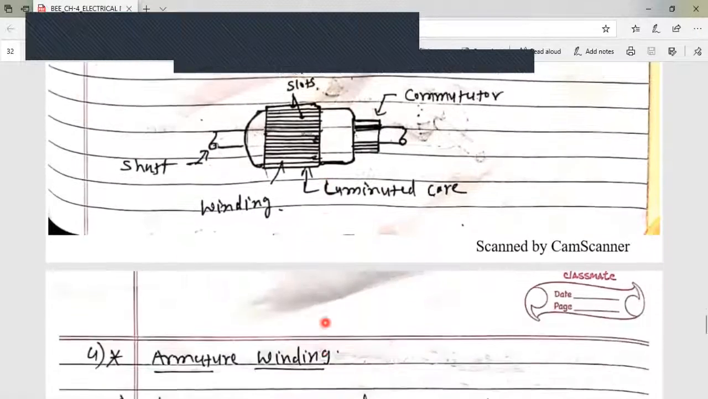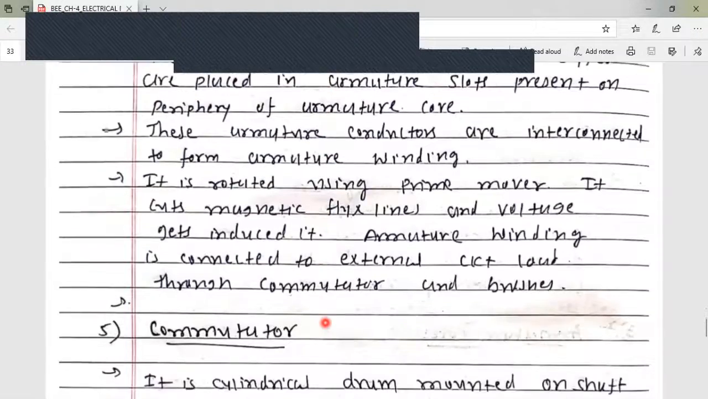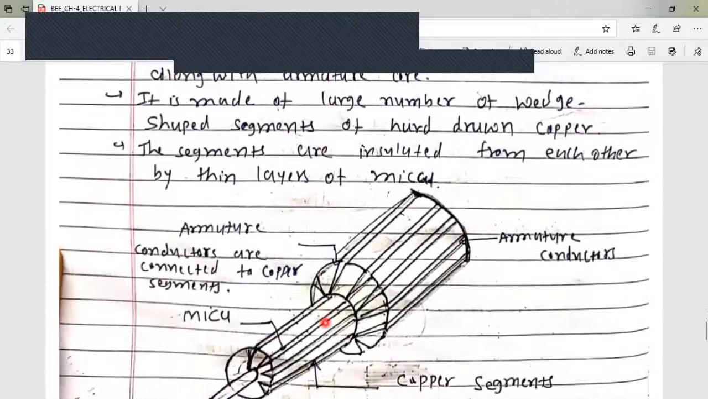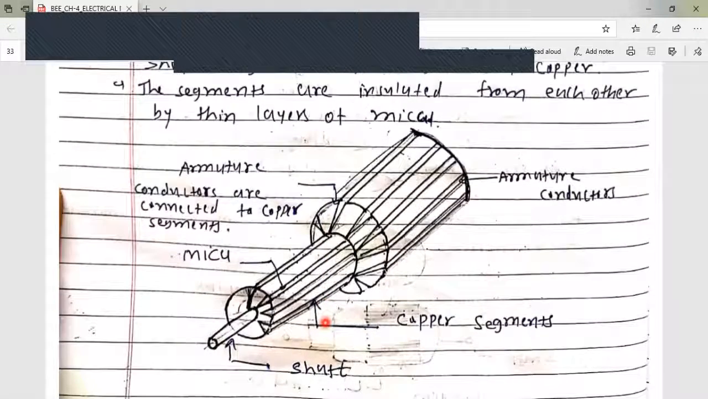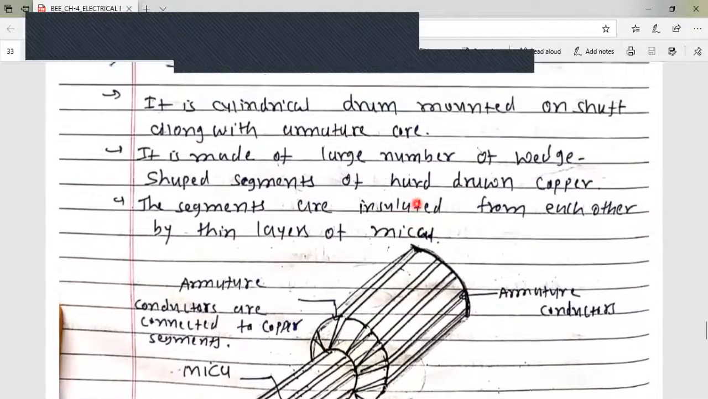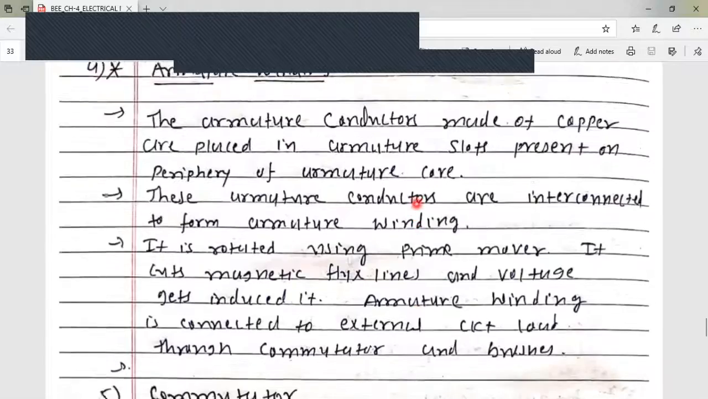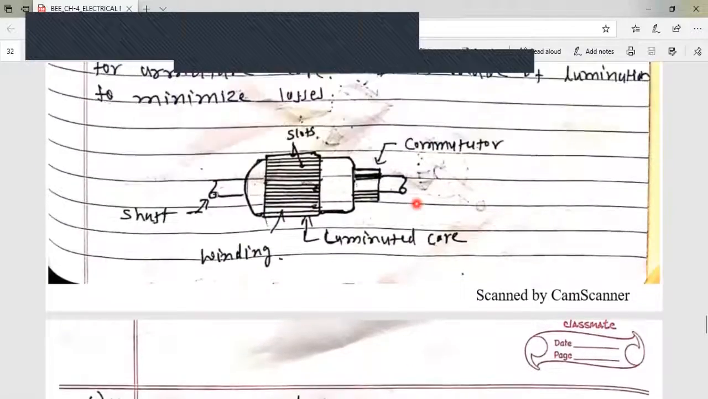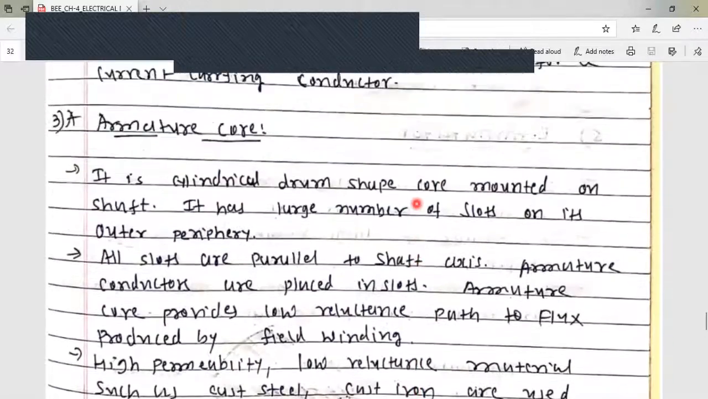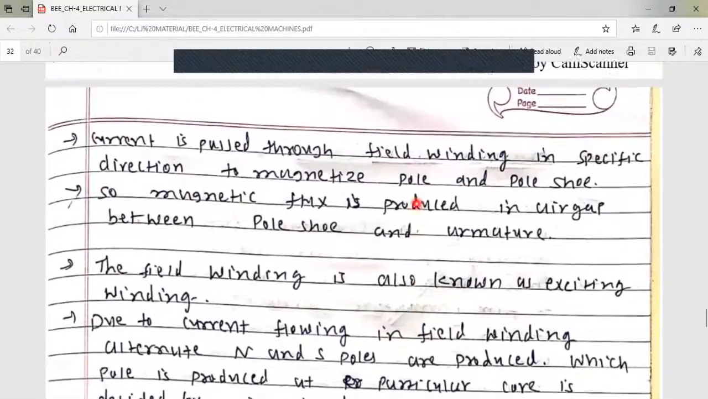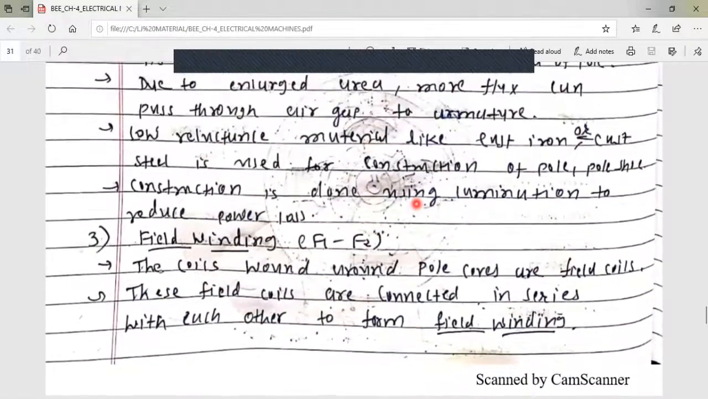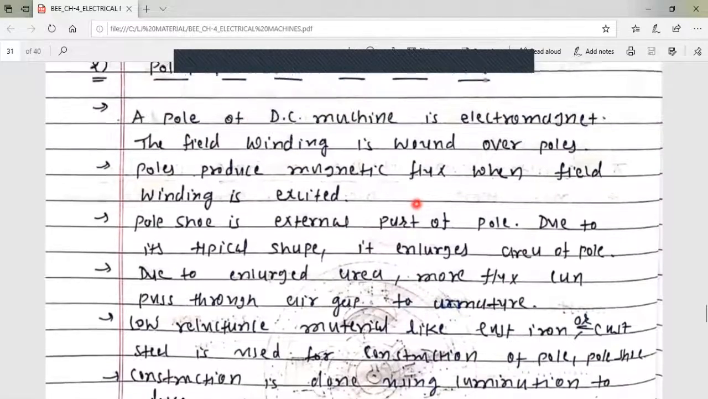Again, we will see the next figure. So be aware of this type of view. You can understand, this is the shaft, commutator with mica, and these are the armature conductors. Okay. Now we will see the function of each part in detail. Now we are aware of the two windings: field winding, which is steady, and armature winding, which is movable.